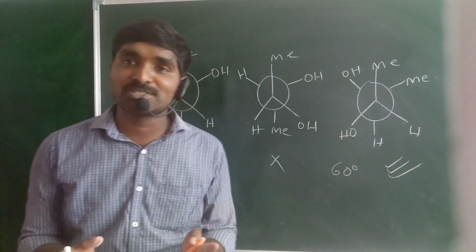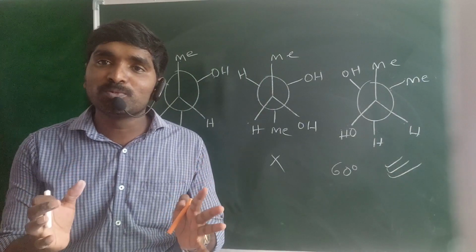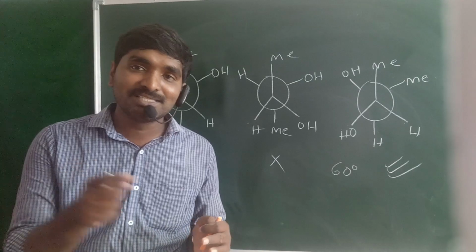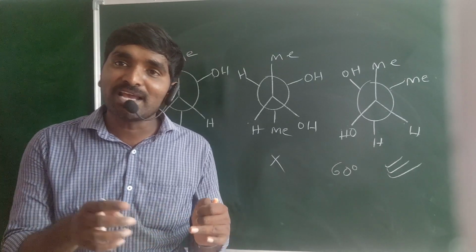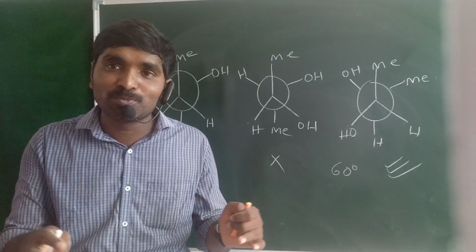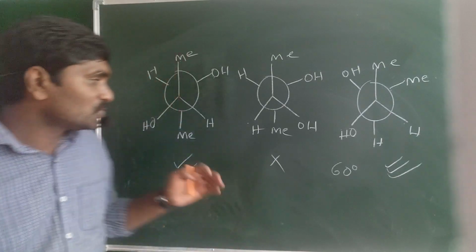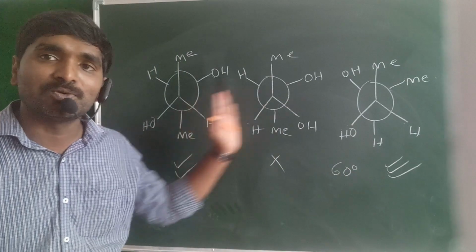So in the Newman projection formula, when the groups are rotated by 180 degrees or 120 degrees or 60 degrees, if the same kind of groups are nearer to each other, then that may be the meso compound. So the first one and the third one both are meso.